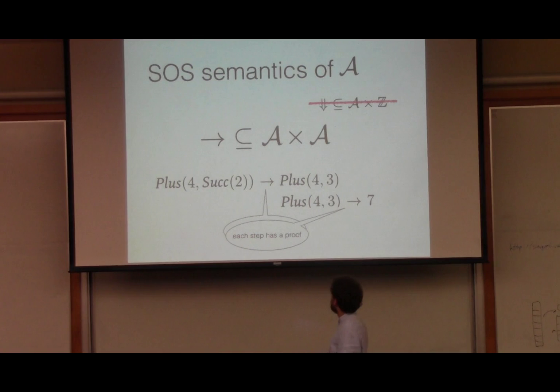So here's an example where I'm adding 4 and 2 plus 1, so I could simplify the successor of 2 in one step to 3, and then plus of 4 and 3, I can simplify that in one step to 7. But it's important to note what's not in this relation: 4 plus 2 plus 1 does not step to 7, okay? Not in one step. So that's not in this relation.